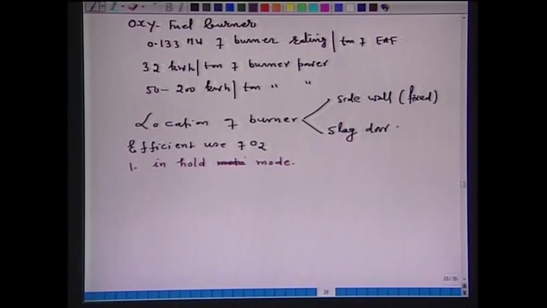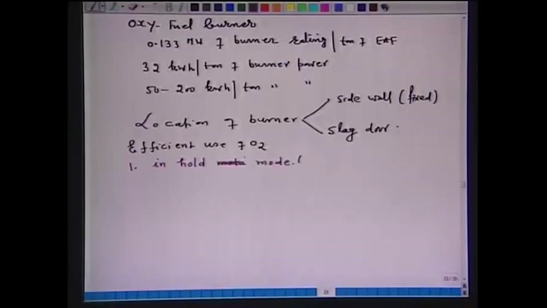I am listing now the requirements of a burner which is to be designed to carry out all the functions simultaneously when it is mounted fixed on the side wall. First thing is that the burner should be able to work in hold mode. That means the holes should not plug. Holes should not plug, that is important.